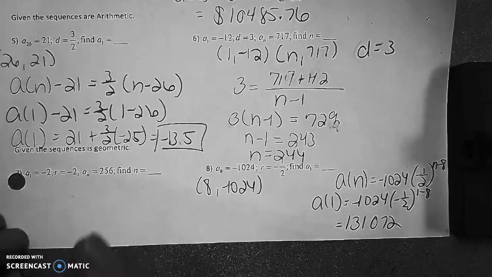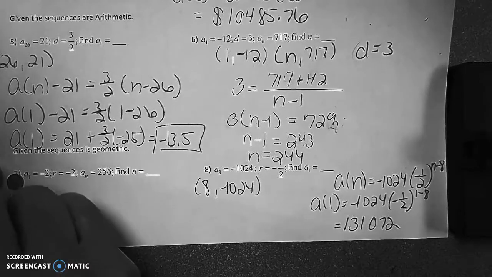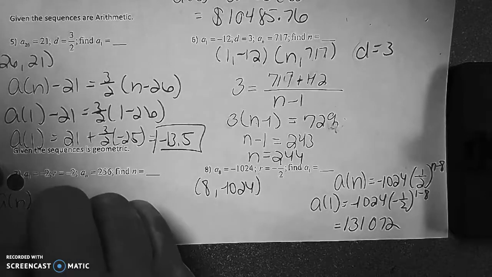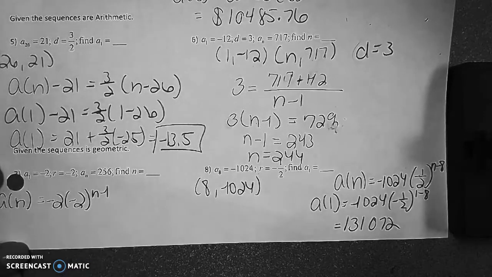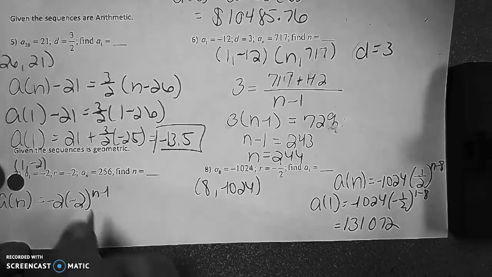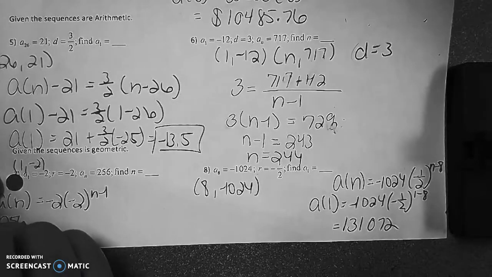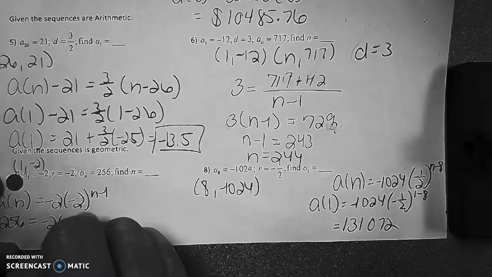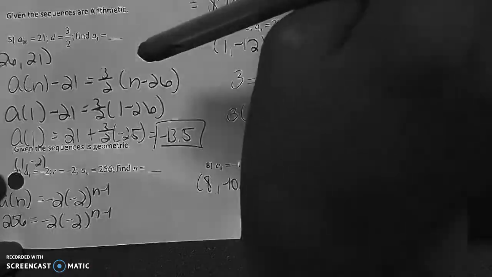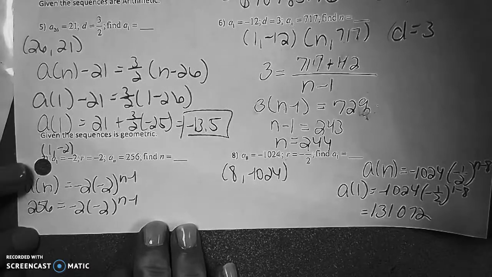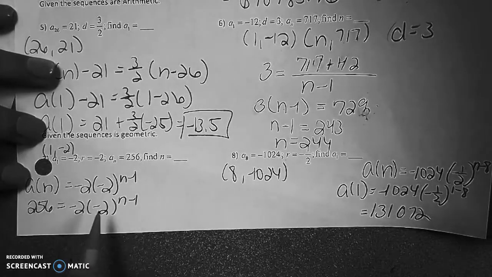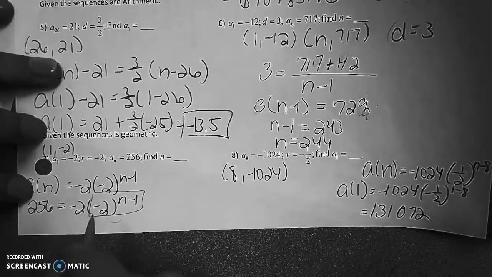All right, last one. All right, I have my point. I have a common ratio, so I know A sub n will equal negative 2 times negative 2 to the n minus 1. Again, I use the point 1, negative 2 here. I now know A sub n, so I know A sub n is 256. I'm trying to solve for n, and notice where that is. It's in the exponent, so we're going to talk about that a little bit. First thing I'm going to do is get this exponential part by itself. So I'm going to divide by negative 2. So 256 divided by negative 2 is negative 128.